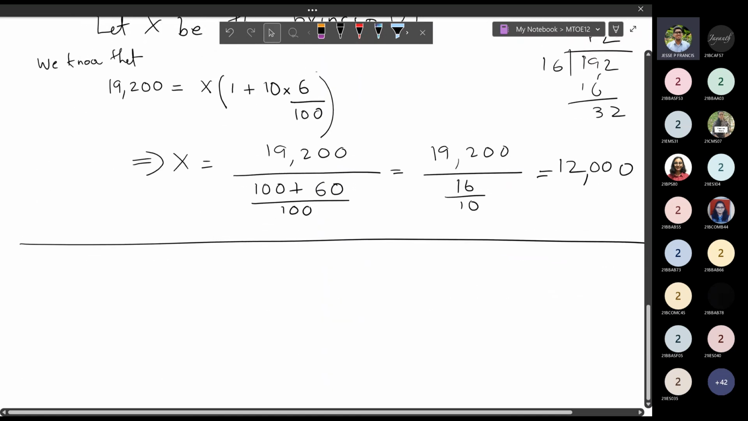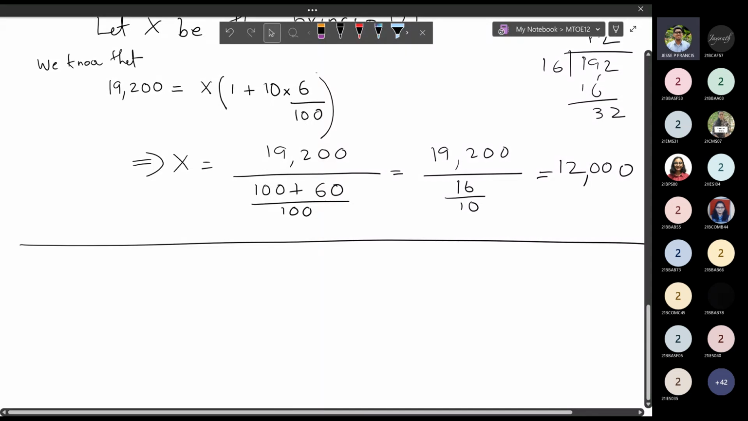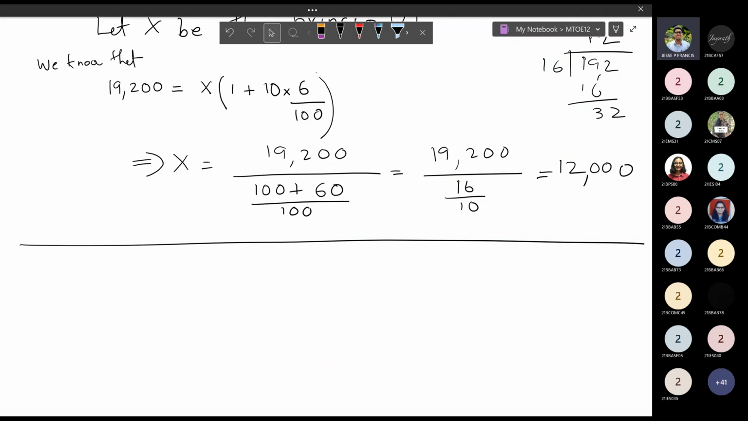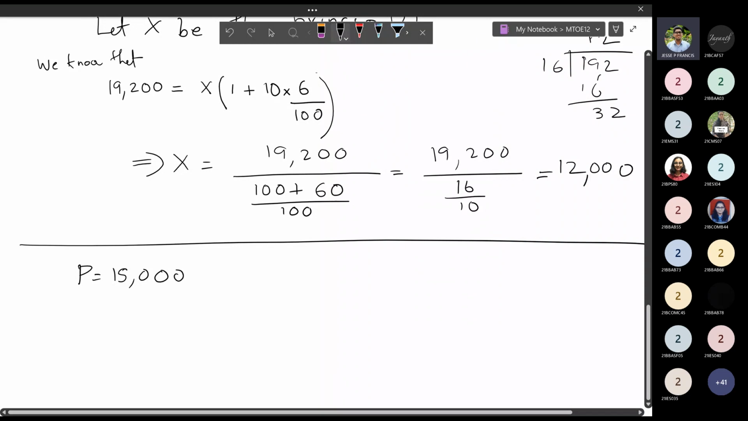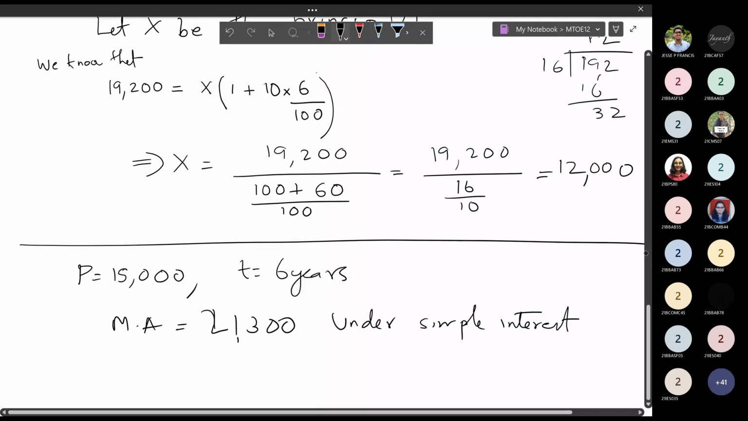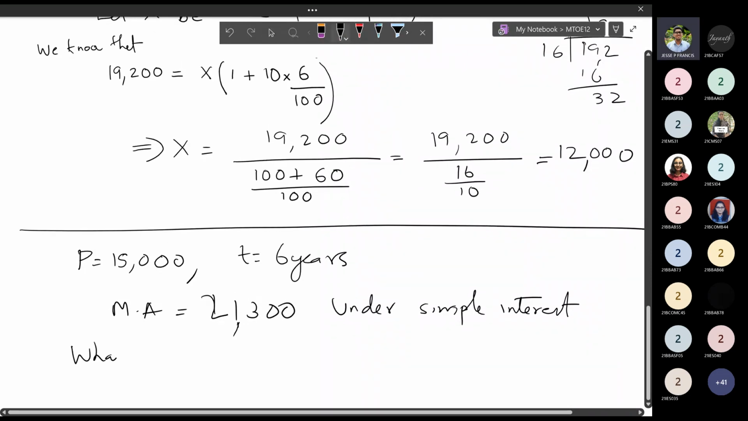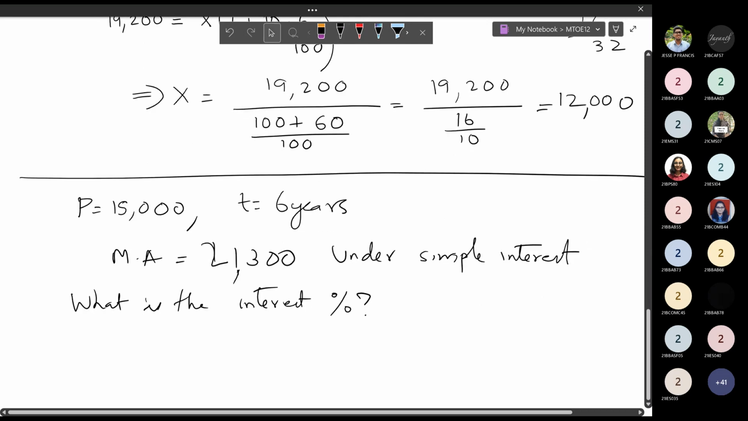suppose you had invested, say, 15,000 rupees. Principal is 15,000 rupees. And you put it for 6 years. So your investment was 15,000. T was 6 years. And you got a maturity amount of 21,300 under simple interest. Now, question, what is the interest percentage?